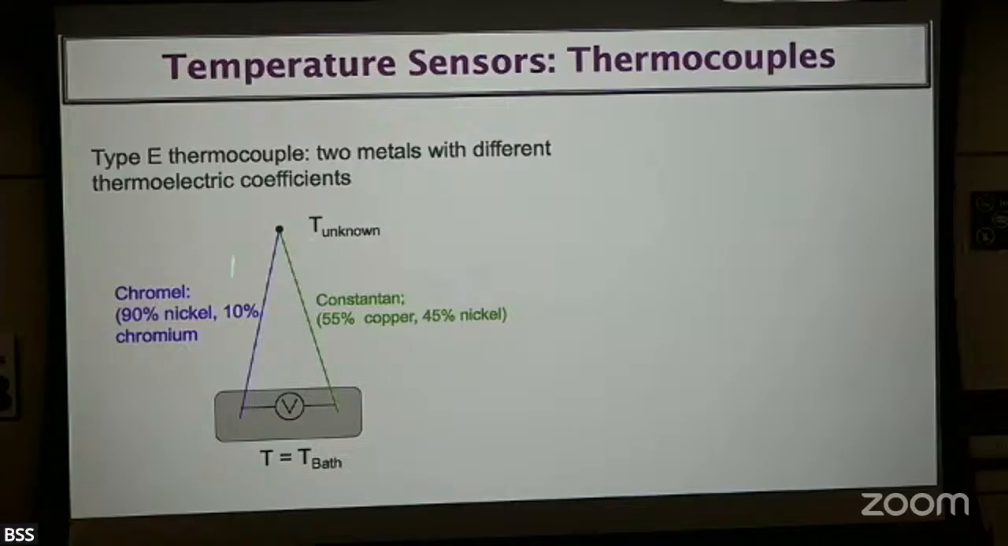These two are very well-known thermoelectric materials. So you have a known temperature, T bath, and from here to here there must be some temperature gradient, and here to here, a temperature gradient. But because the two materials are different, their thermoelectric coefficients are different. So they have a slightly different voltage between here and here. We measure that voltage difference, and then we can measure temperature, right? This is very handy. Many people use this thermocouple because it's just so light and small.